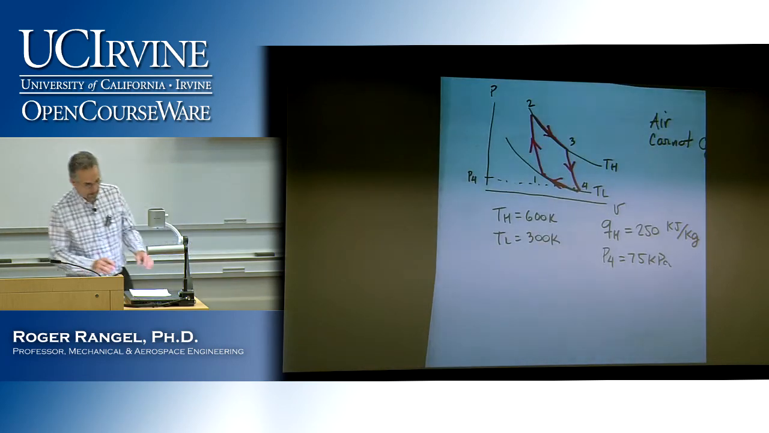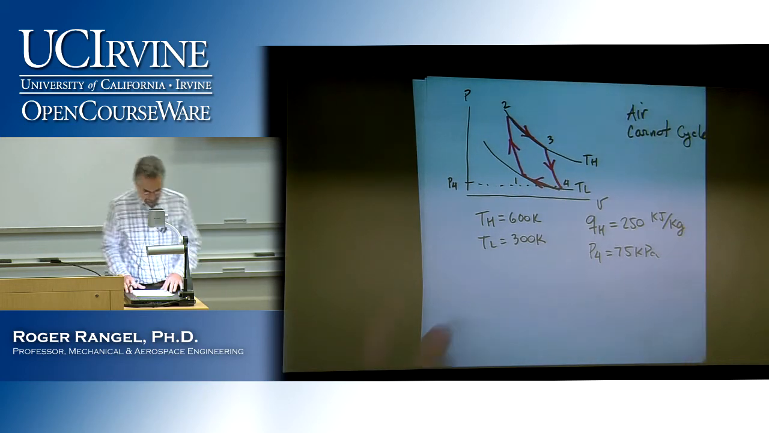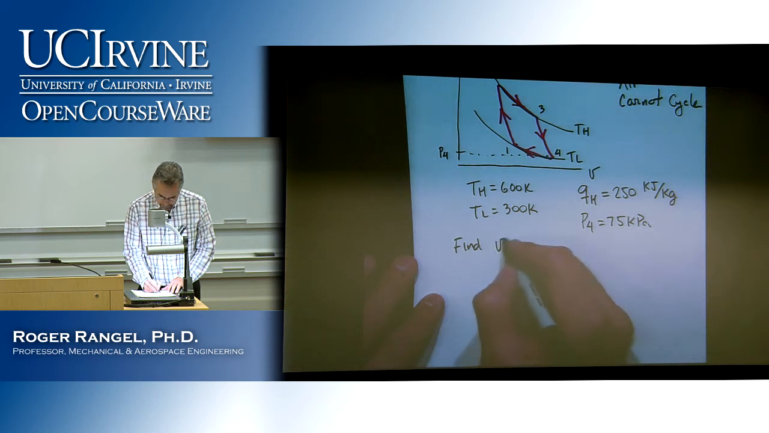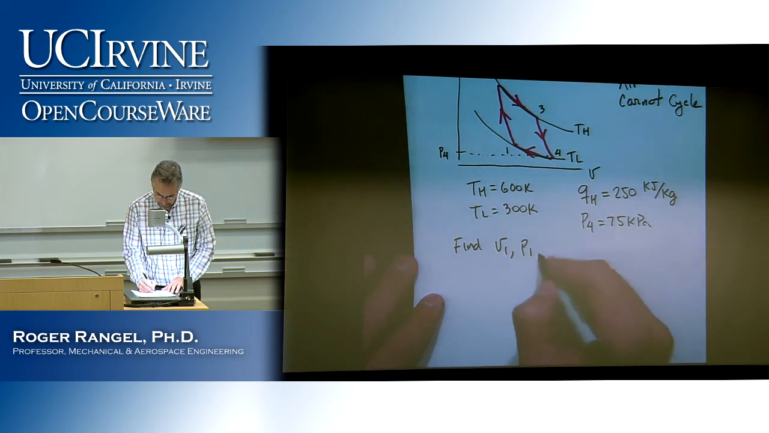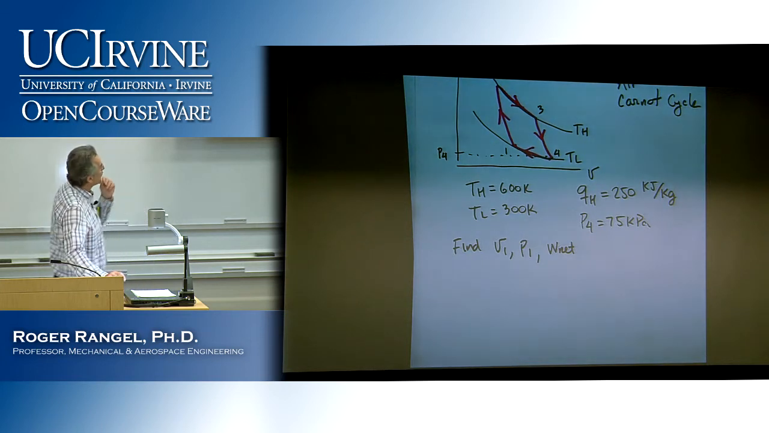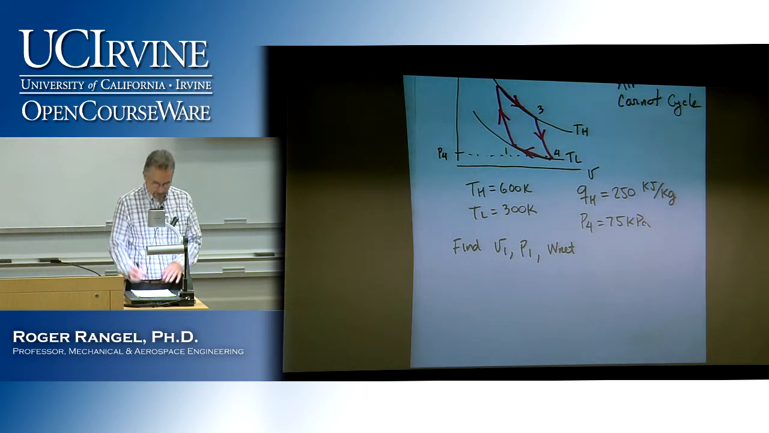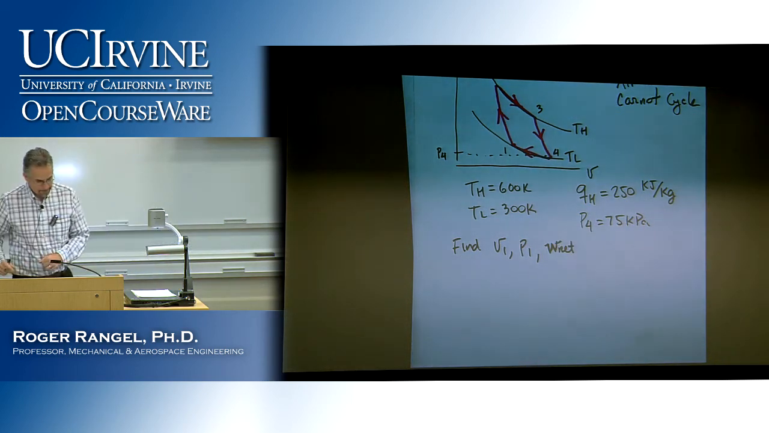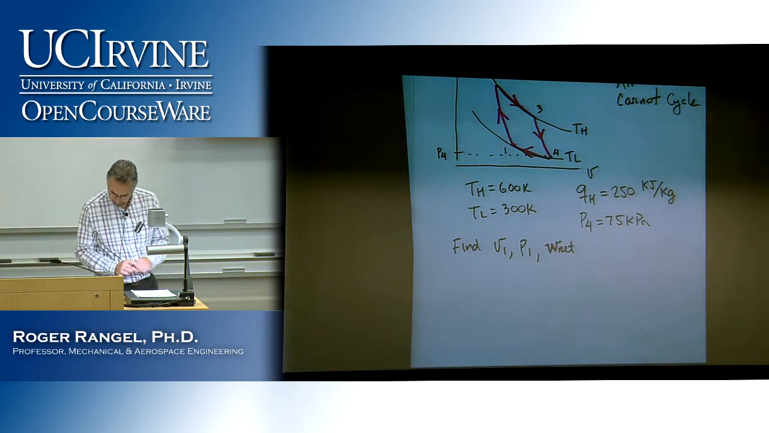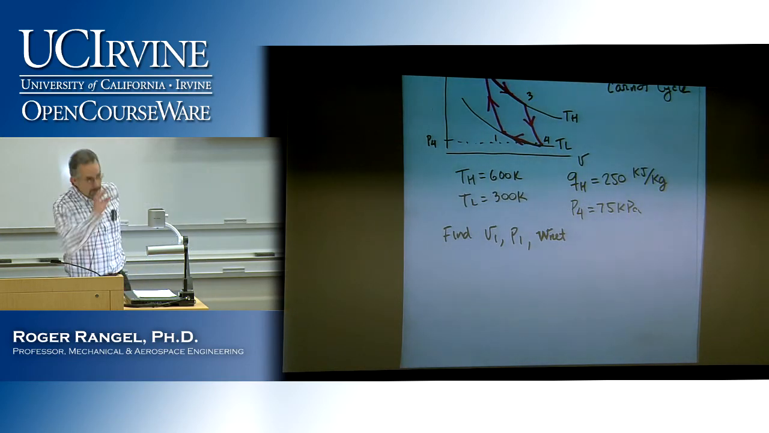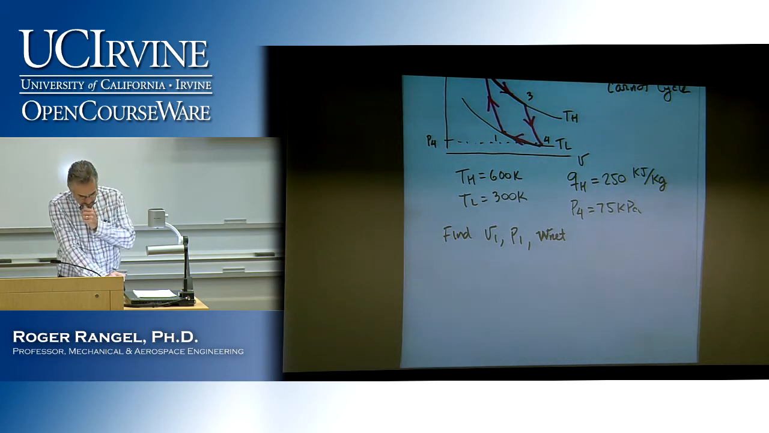Okay? And the problem asks to find V1, P1, and the net amount of work per unit mass. This is lowercase w. All right. Okay. So this is essentially just a straightforward application of all these equations that we developed.